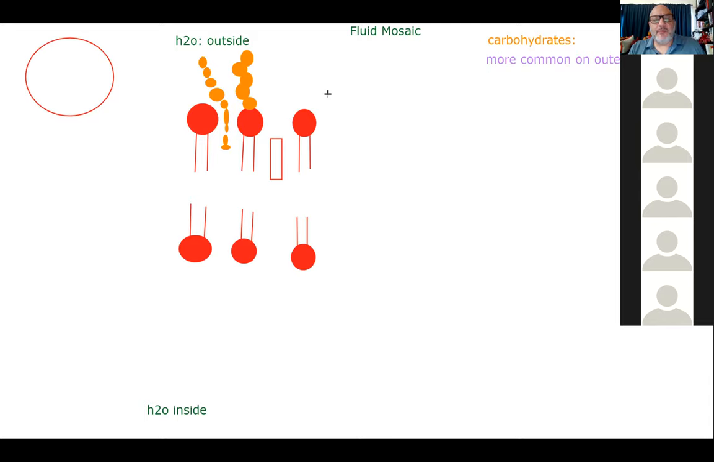Now, there can be a couple types. So let's, that's not supposed to be orange. Undo that. And then go back to there to make a couple more of these.